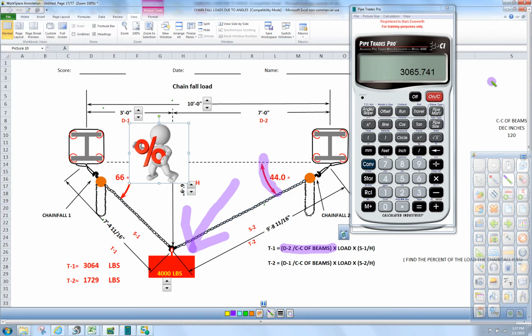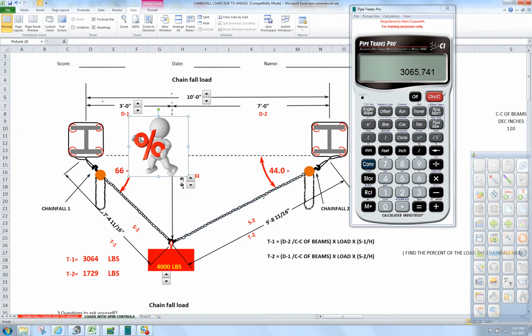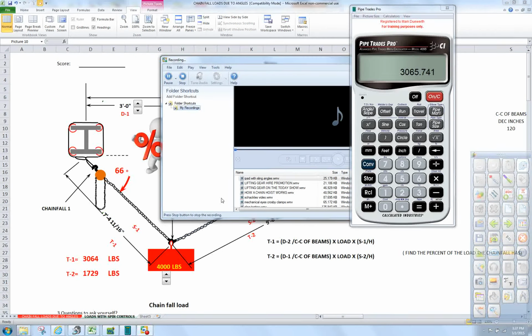So we'll do a couple of these today. We'll go out in the shop, give you a demonstration, and this will be another tool that you'll have in your pocket.